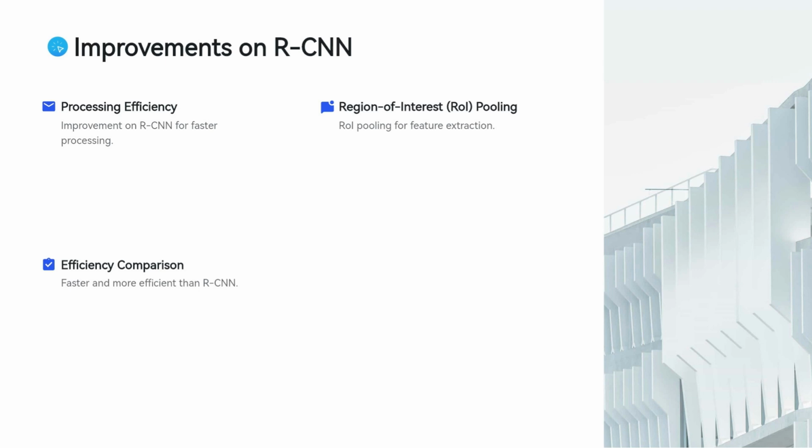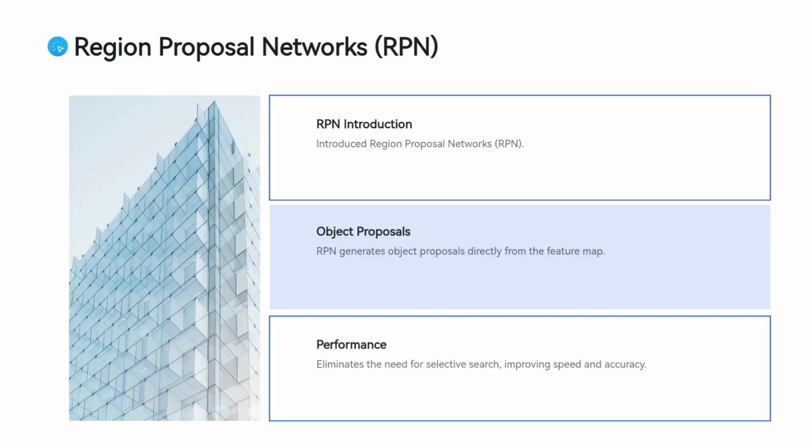Fast RCNN significantly improved the speed of object detection, making it more feasible for real-time applications. It also allowed for end-to-end training, meaning that both the CNN feature extractor and the classifier could be jointly optimized for better performance. Faster RCNN introduced an important innovation, the Region Proposal Network, RPN.